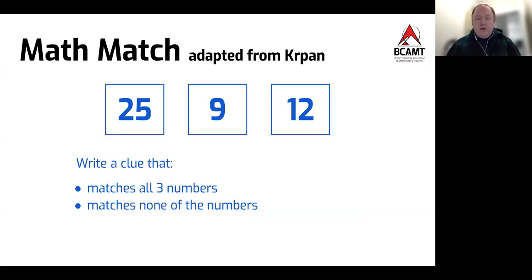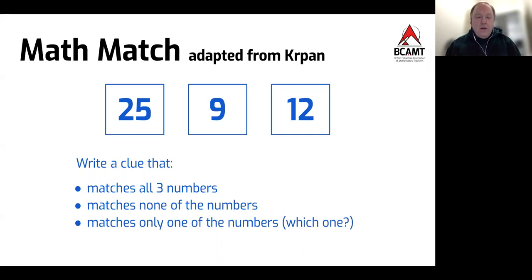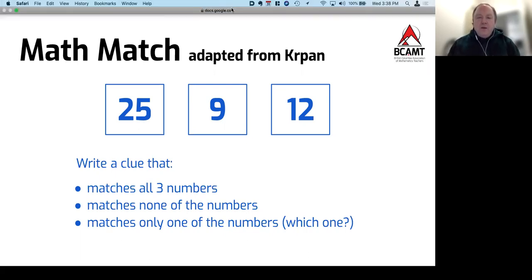I thought that particular prompt was clever at first, but when you really think about it, that's probably the easiest one to answer, because it's pretty easy to come up with clues that match none of them. You could even say, none of them are chocolate or flowers. Or, matches only one of the numbers, and which number did you pick? These are the kinds of prompts where they can go through and do a whole bunch of different clues, which can also be a nice opportunity for assessment, to know where they're at with their knowledge and understanding of these numbers.